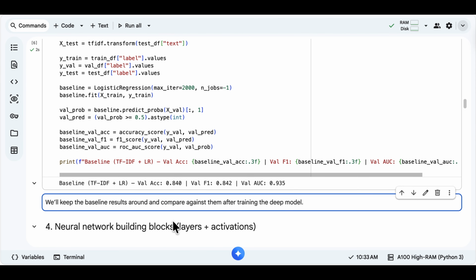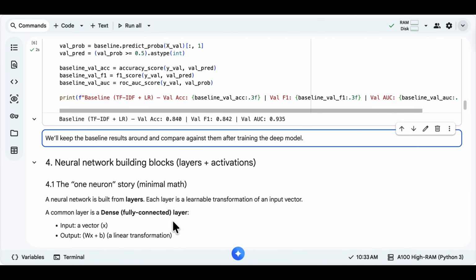This short cell simply reminds us to keep the baseline results for later comparison. That is important because deep learning should not be judged in isolation. A model is only better if it improves on a meaningful benchmark under the same evaluation setup.